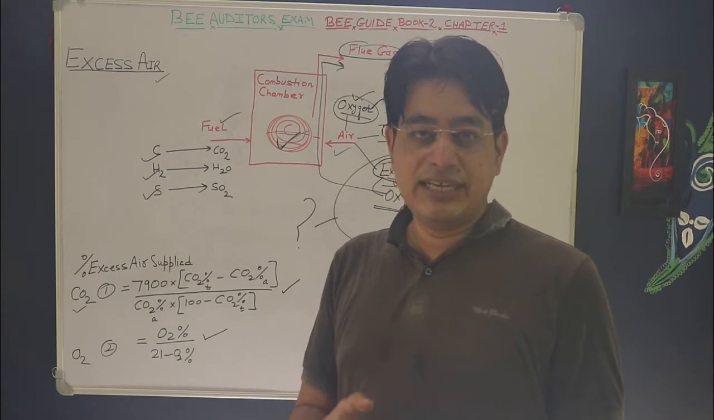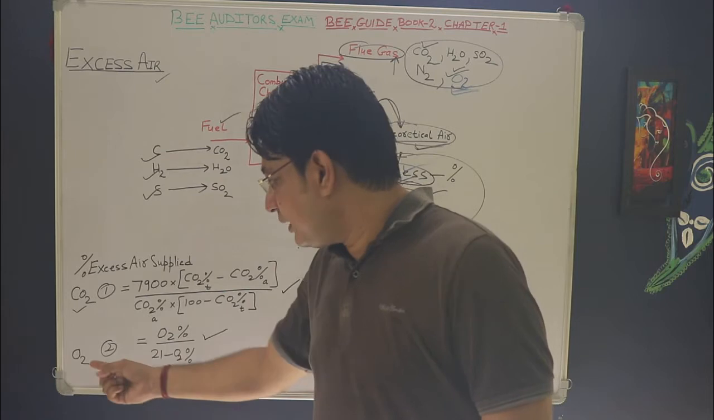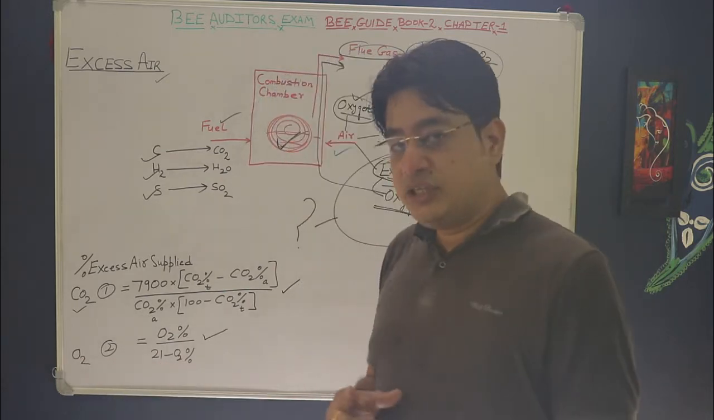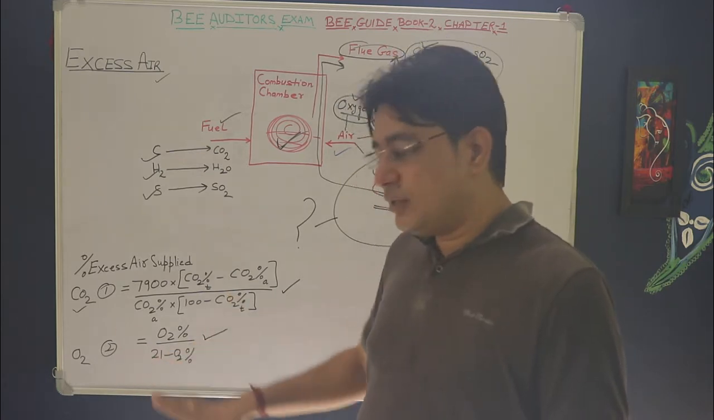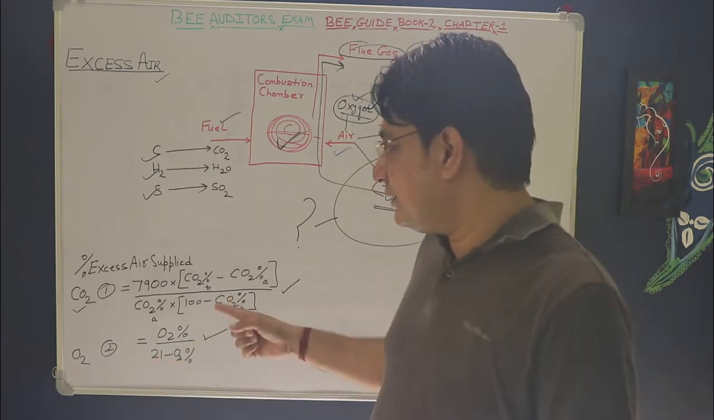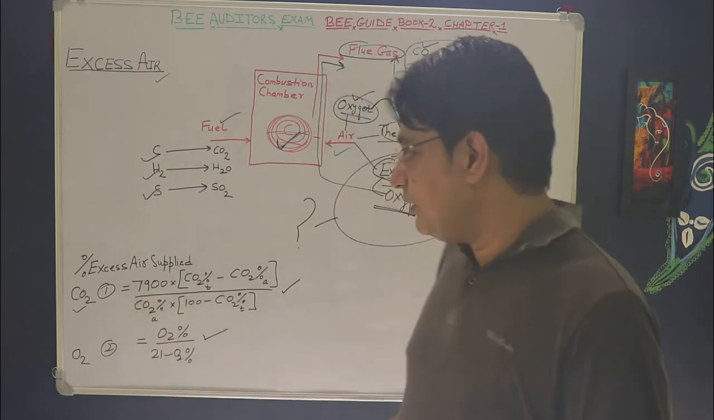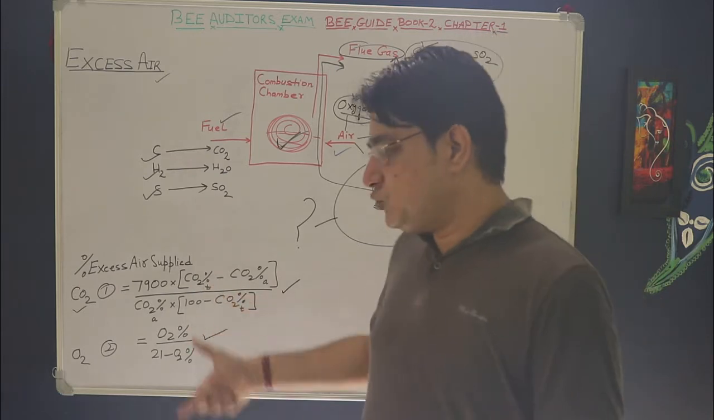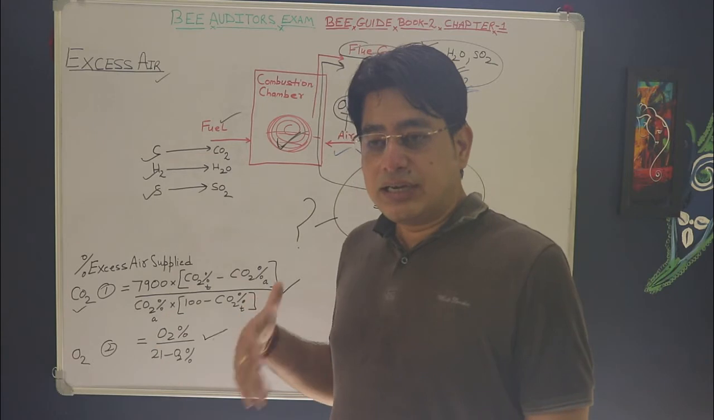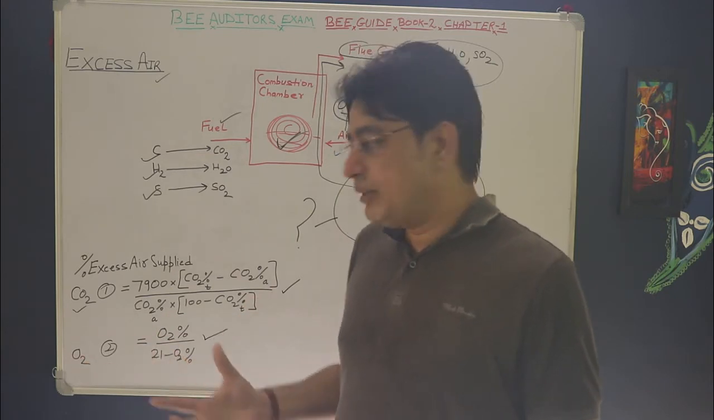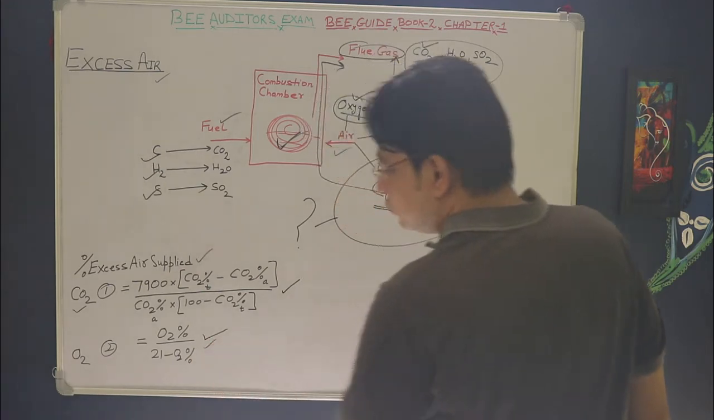Suppose you have instruments such that you can measure both the CO2 and the oxygen. Then you can calculate the percentage excess air supplied by using both of the formulas. But you will see that the answer you get for both of them will not be the same. As I have already told you, these two are empirical formulas. They will give values quite close to the actual one, but they will never give the exact value. So this formula is quite easy.